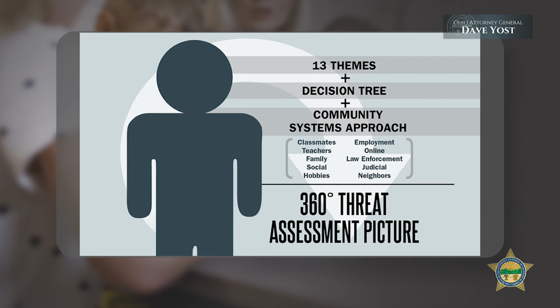Using the community systems approach means identifying the sources that may have information on the student's actions and circumstances. Some of these sources could be classmates, teachers, family, social contacts, hobbies, an employer, online activity, law enforcement or judicial interactions, and neighbors. Let's discuss the first component of the 360-degree assessment picture equation, the 13 themes for threat assessment investigations from the Secret Service.